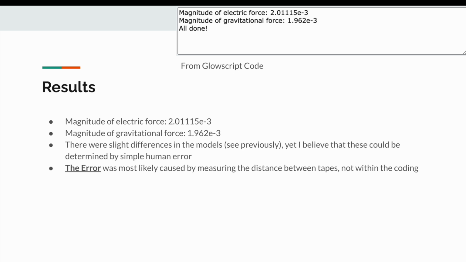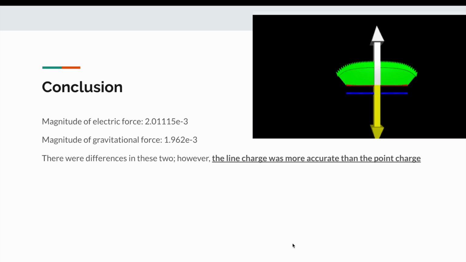between the tapes. Now looking at the conclusion and discussion, taking into account the magnitude of the electric force and the gravitational force, we can see that this model is way more accurate in describing the distribution of charge along the piece of tape. Yes, there are differences. However, as I previously stated, these can most likely be chalked up to human error.